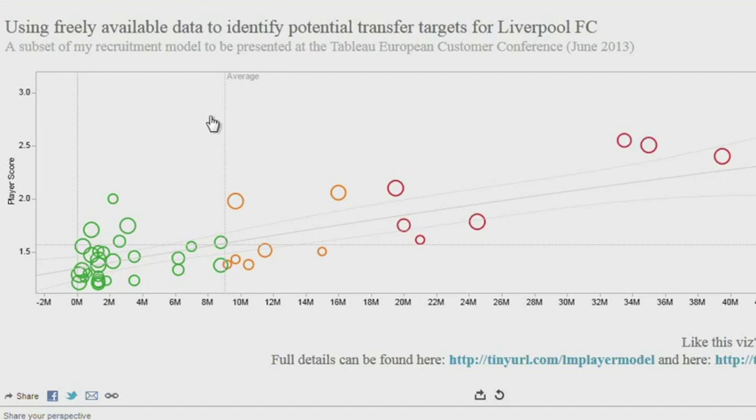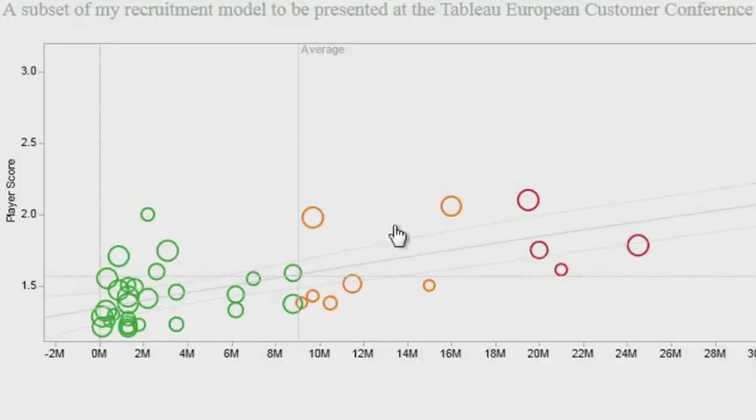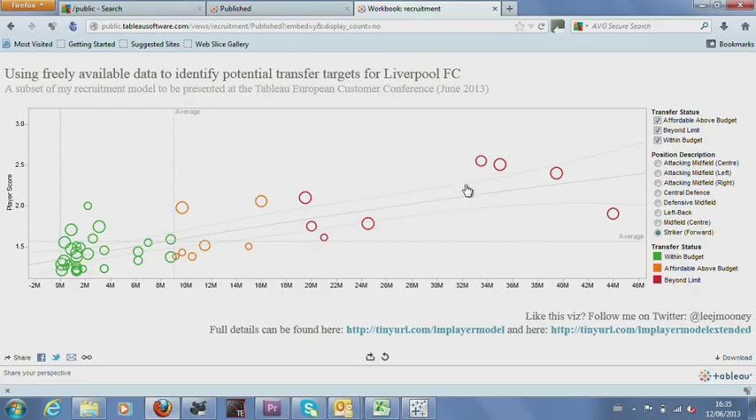So if you think about the y-axis as being the sort of the rating scale, so the higher the better on that, and obviously the cheaper the better as well. So what you want really are players that score highly on this and are low down the financial scale. That would be an area of interest. What we've identified as players that are probably beyond Liverpool's budget based on the budgeting model that I've also built.